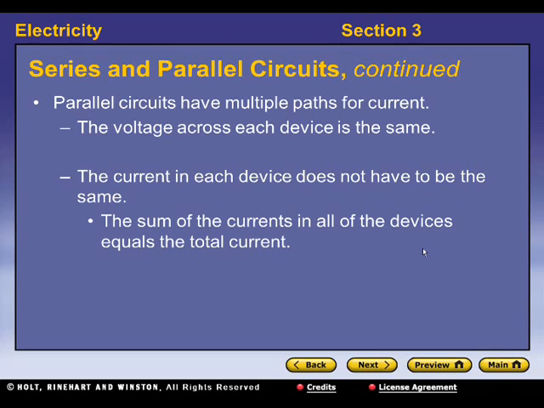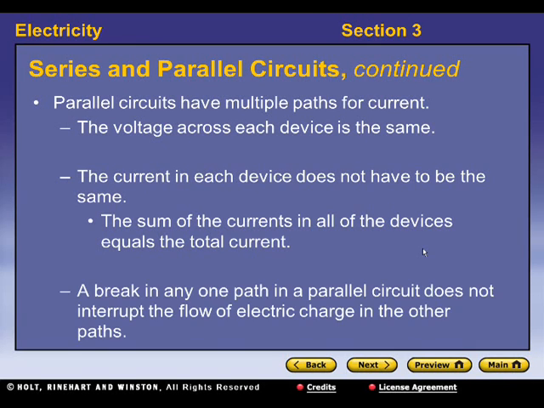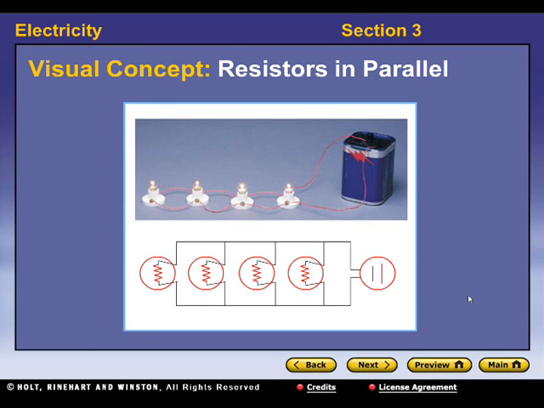So the current in each device does not have to be the same. The sum of the currents in all devices equals the total current. It's kind of like a river that flows and goes into several branches. The water in each branch is less than the total current, but as they all come back together, you still get the total current. So all of the branches would add up to what the total coming in and going out would be. Any break in one path in a parallel circuit, though, does not interrupt the electric flow in the other parts. The other parts still have a closed path.